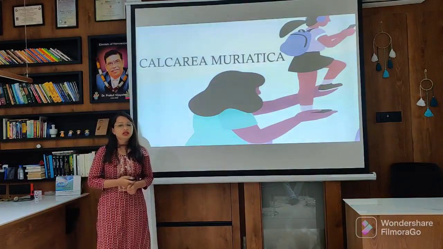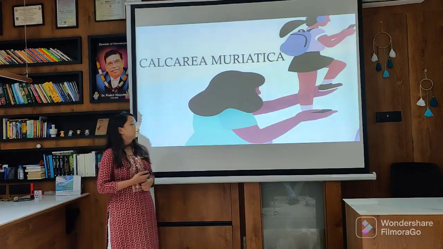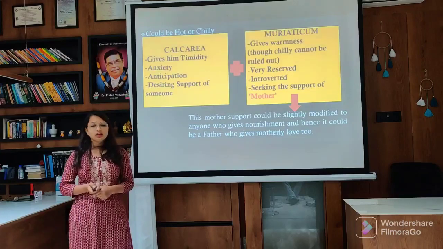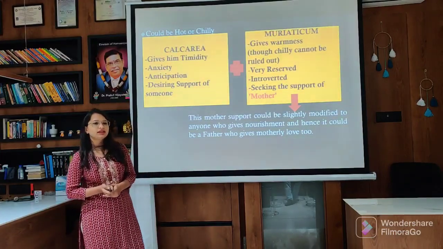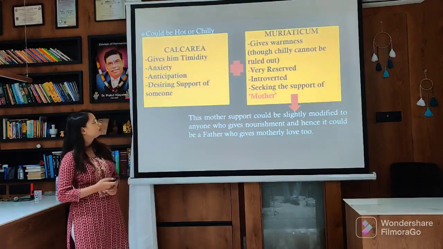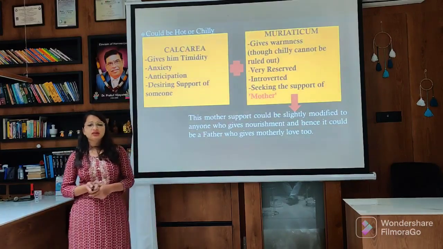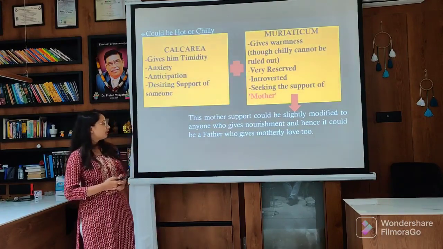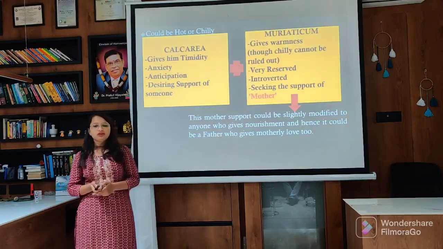Calcarea muriaticum. Due to the muriaticum element, they require support of the mother. It could be hot or chilly. Calcarea gives them timidity, anxiety, anticipation, desire for support of someone. The muriaticum gives warmness. They could be chilly, very reserved, introverted, and seeking the support of mother or a mother-like personality, someone who nourishes them, like a father who gives motherly love.